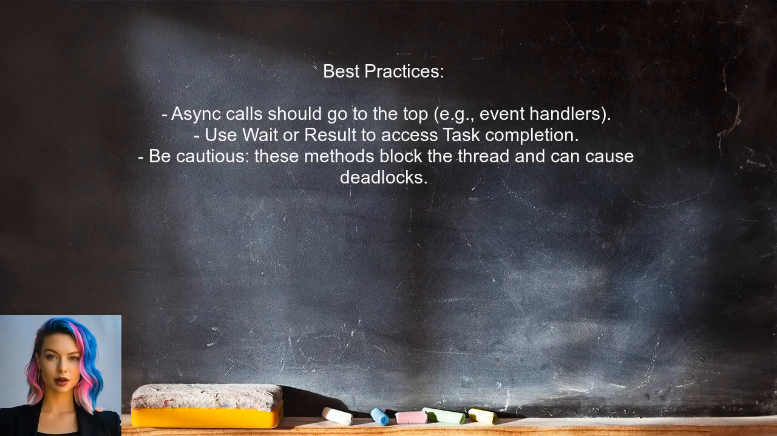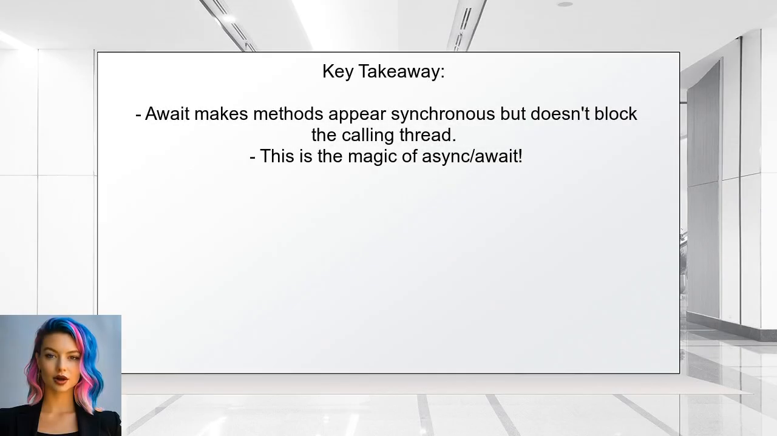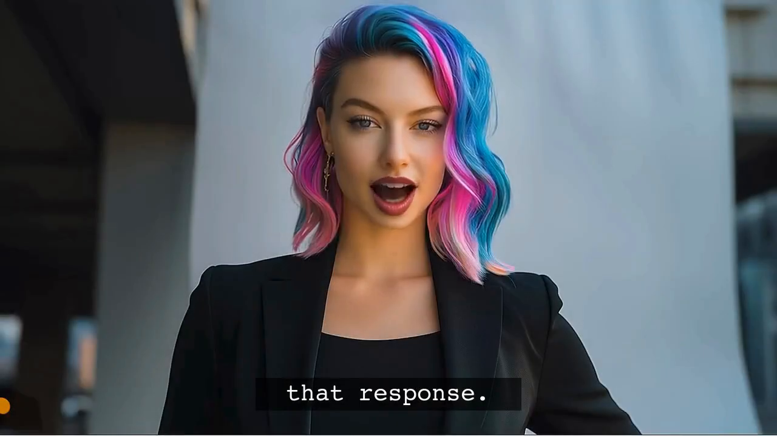They also mention that it's best for async calls to propagate to the top of the call stack, like in event handlers, to avoid deadlocks. However, you can wait for a task to complete using Wait or access the Result directly, but these methods block the calling thread and can lead to deadlocks. Finally, they explain that while the method may seem synchronous due to the await, it doesn't block the calling thread, which is the key feature of async and await. That's all for that response.